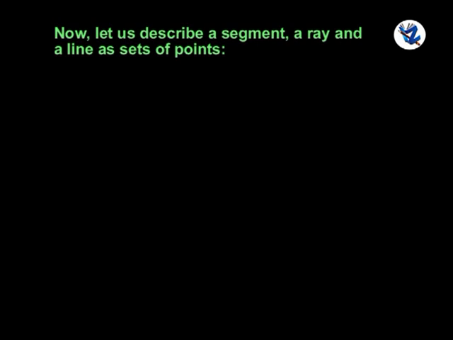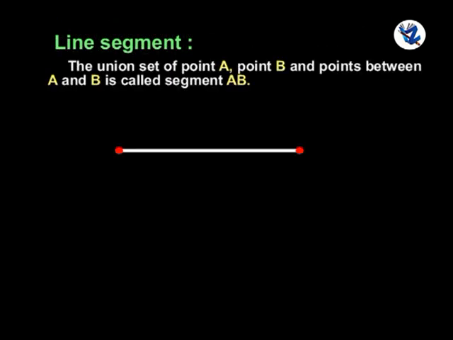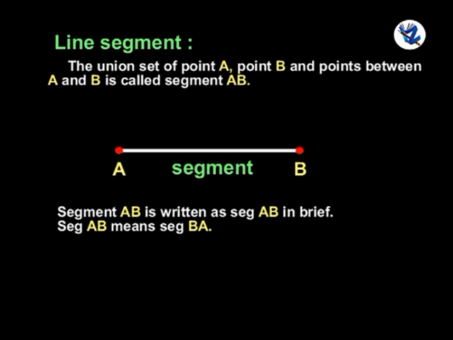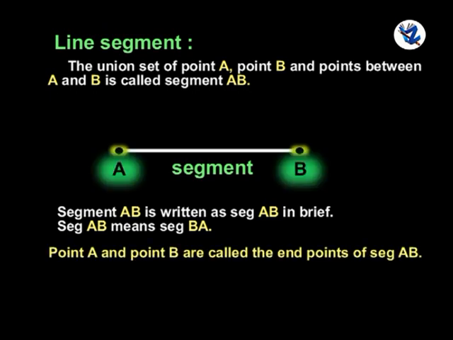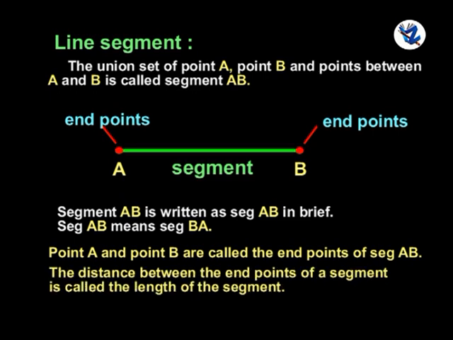Now let's describe a segment, a ray and a line as sets of points. First one, line segment. The union set of point A, point B and points between A and B is called segment AB. It is written as seg AB in brief. Seg AB means seg BA. Point A and point B are called the endpoints of seg AB. The distance between the endpoints of a segment is called the length of the segment. That is, length AB is equal to distance AB.